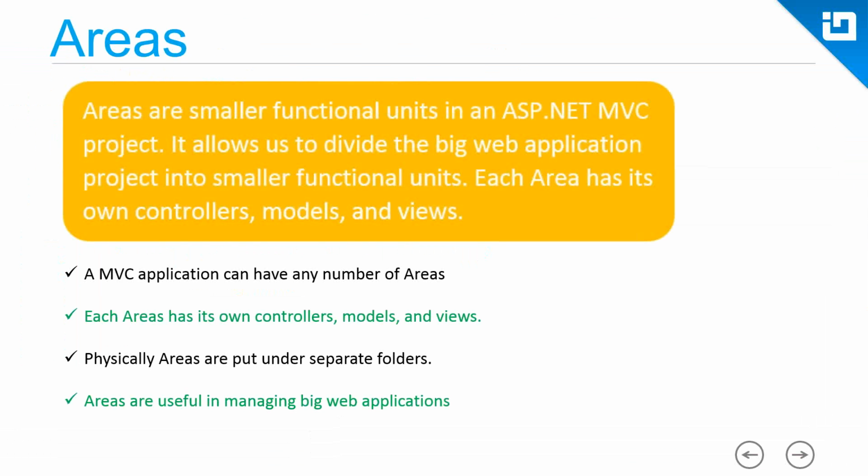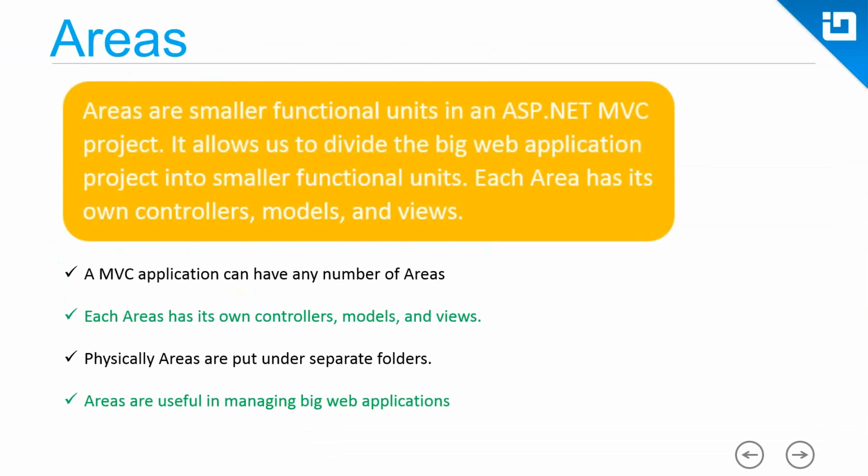Now, areas are the smaller functional units in ASP.NET MVC. Let us see how areas work. When you have a big web application and want to put all the functionality in different folders, for example, you have a billing section, a checkout section, an inventory section, all those sections should go in different folders. You'll be creating areas.